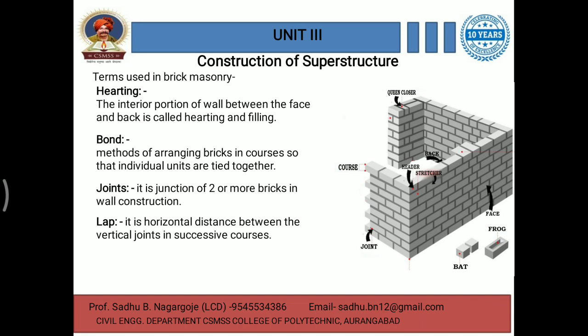Then joints, or what is a joint? It is a junction of two or more bricks in wall construction. It is simply a junction between two or more bricks in the wall construction that is called a joint. Then lap, it is the horizontal distance between the vertical joints in successive courses. Lap is just the horizontal distance between two successive vertical joints. Here in the diagram you can see there are horizontal and vertical joints, but lap is the horizontal distance between two successive vertical joints.